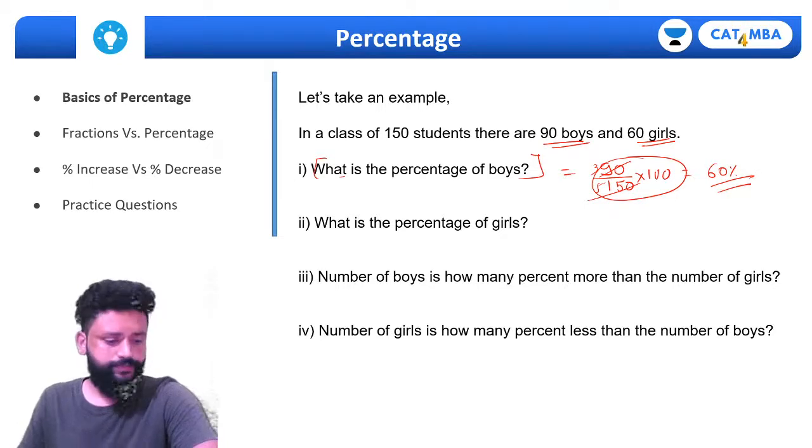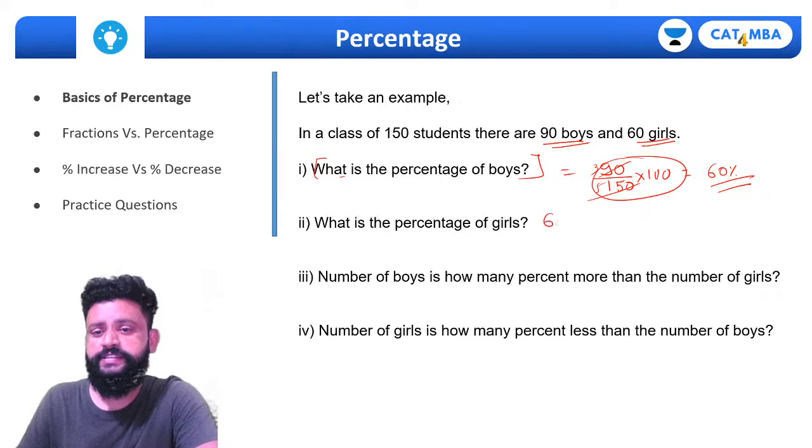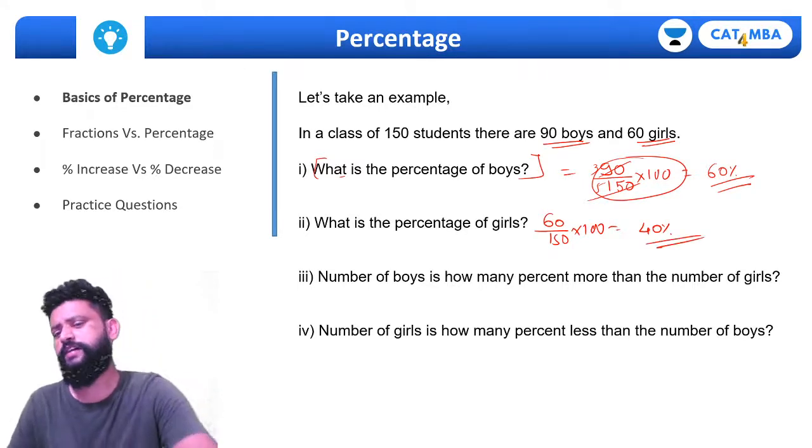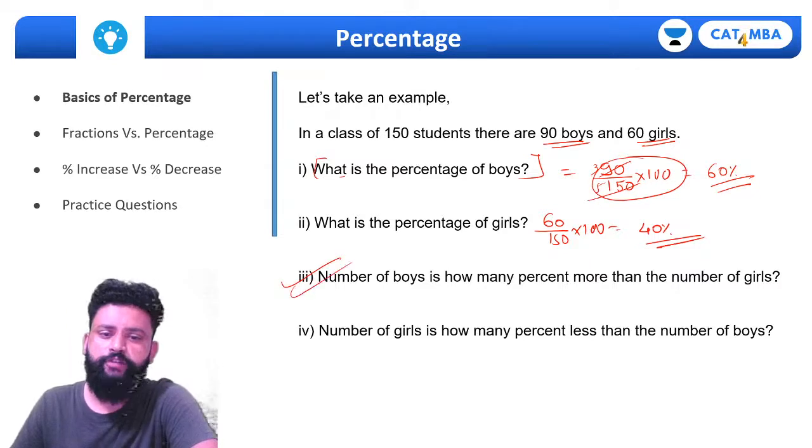And if I want to calculate the percentage of girls, it will definitely be 60 upon 150 into 100. That comes out to be 40%. Everyone knows this, guys, too much basic. Now I want you to try it. All of you, those who are watching me live, can quickly tell me the answer for the third question. I want you to try.